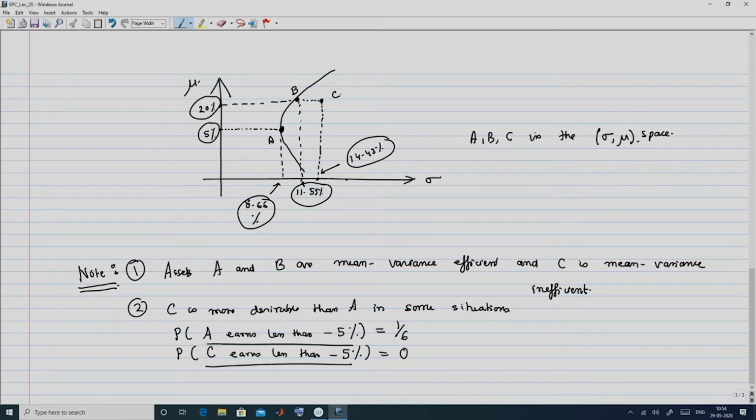Now, another scenario could be the probability that the portfolio A earns less than 0%. So, in this case this is going to be equal to 1/3, but the same probability that C earns less than 0%, this is going to be equal to 1 over 10. So, again the probability that A earns a negative return is 1/3, and that is actually higher than the probability of C earning a negative return, which in this case is going to be 1/10.